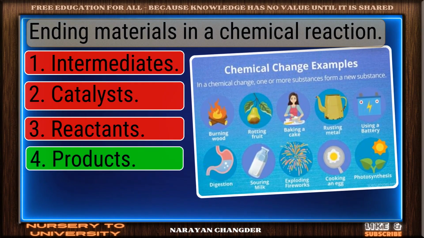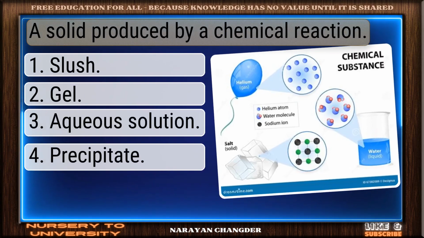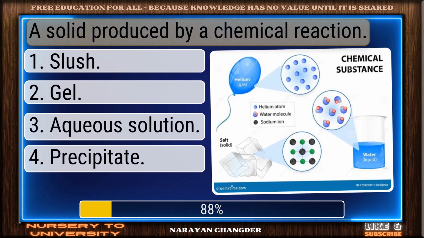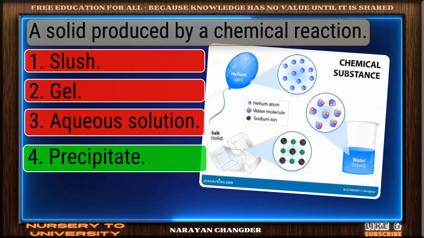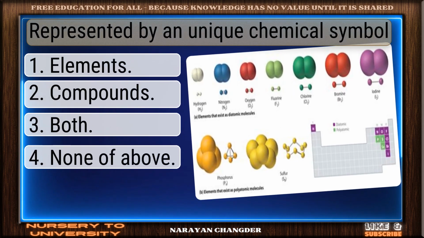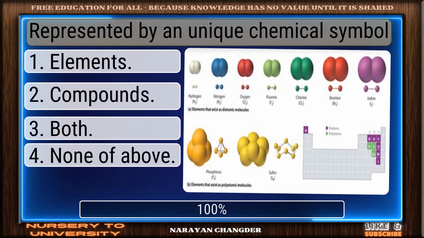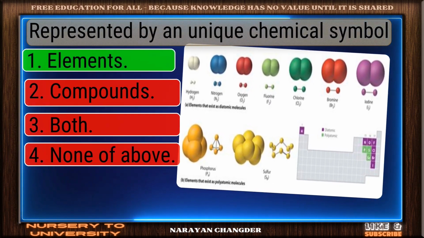Great job. Products is the accurate answer. A solid produced by a chemical reaction. Smart pick. Precipitate is the correct choice, represented by a unique chemical symbol. Correct. Elements is the right answer.